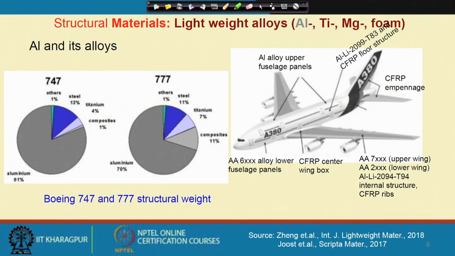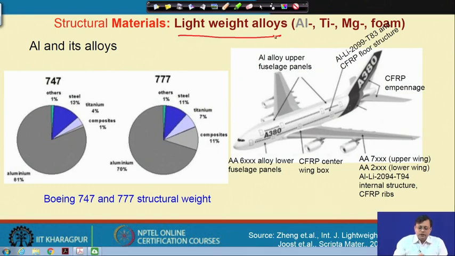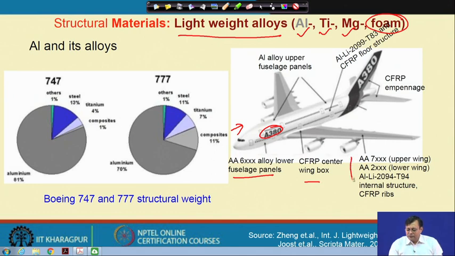Now, let us look at the lightweight alloys for structural materials. In case of lightweight alloys, mostly aluminum based alloys, titanium alloys, magnesium alloys and their foam are quite relevant. In case of making an aeroplane, as an example the A380, one can see how much different aluminum based alloys are used, and you can see them all over.